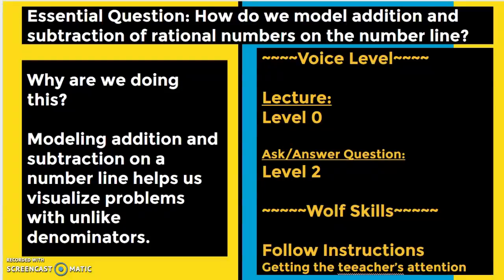So the essential question for this topic is, how do we model integer addition and subtraction of rational numbers on the number line? I know that you've seen adding and subtracting fractions before. We want to use the number line to help us understand and visualize the problem so that we can use it to answer real-world problems and help us later on with unlike denominators.